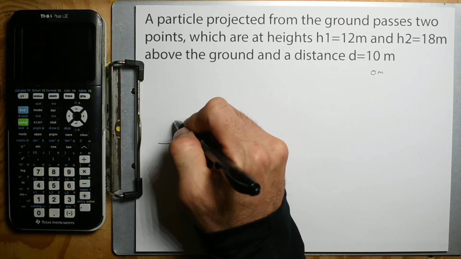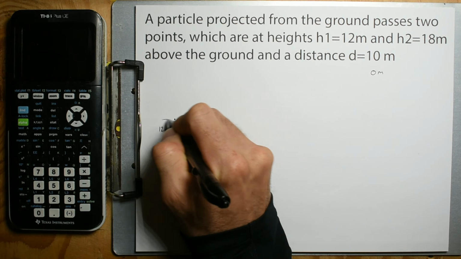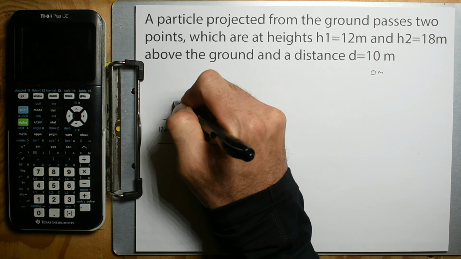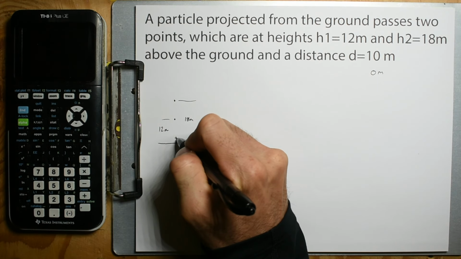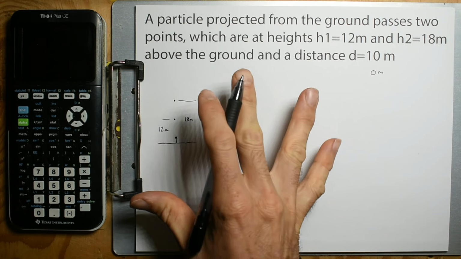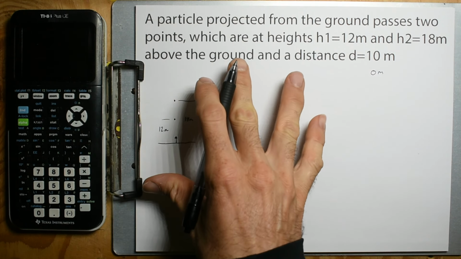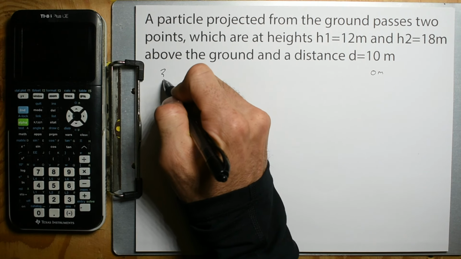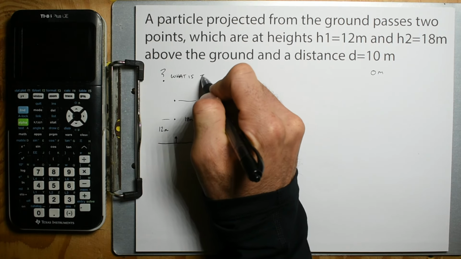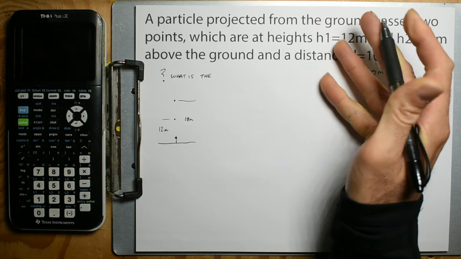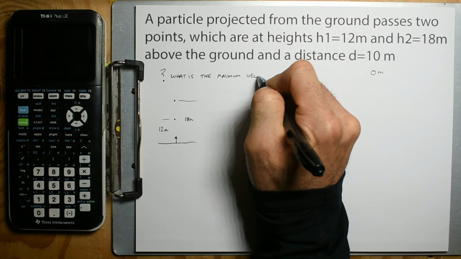And I'm going to say that the first point is at 12 meters. So we have 12 meters right there. And then the second point is at 18 meters. And then we have something that gets projected upwards. I'm sorry, this doesn't have a question. The question for this problem is, what is the minimum velocity? What is the minimum velocity?